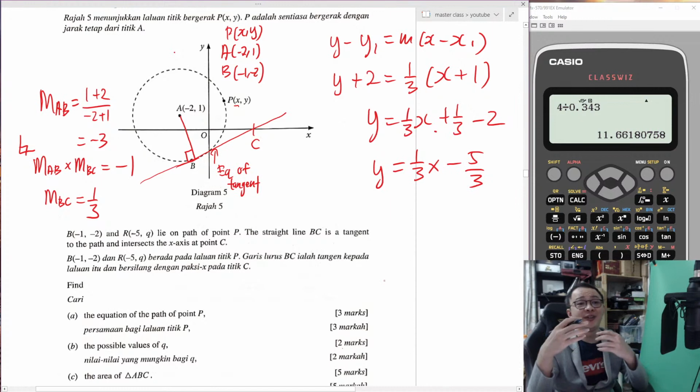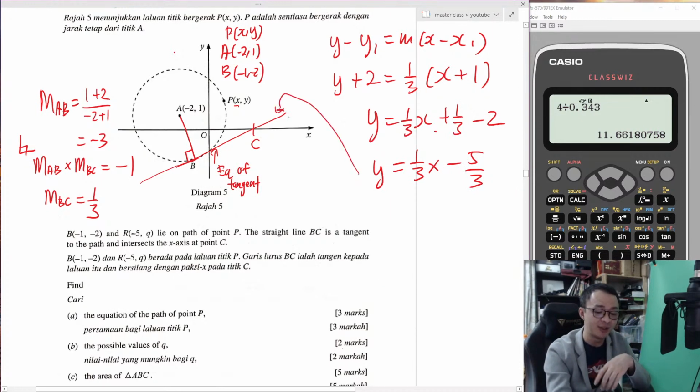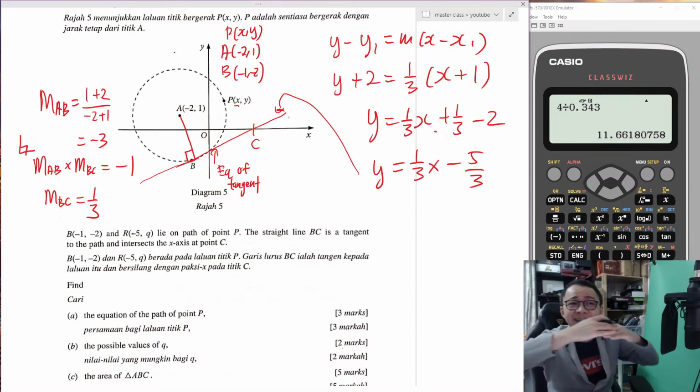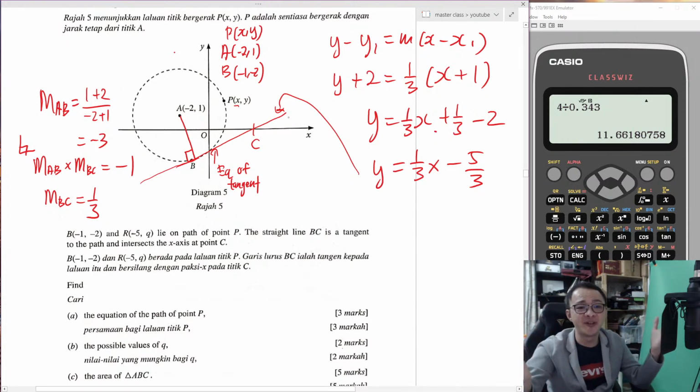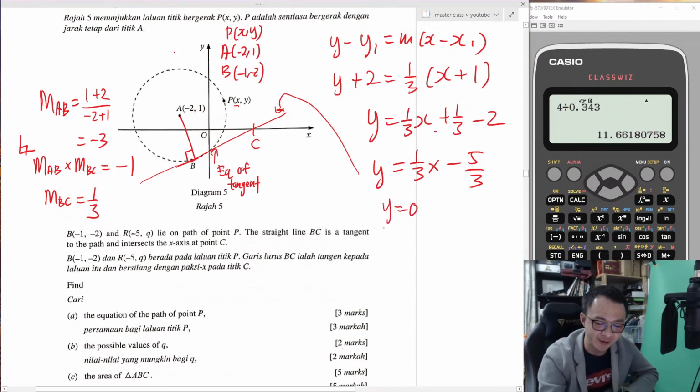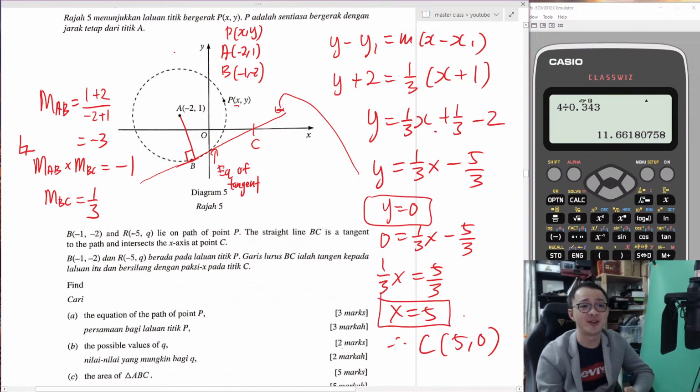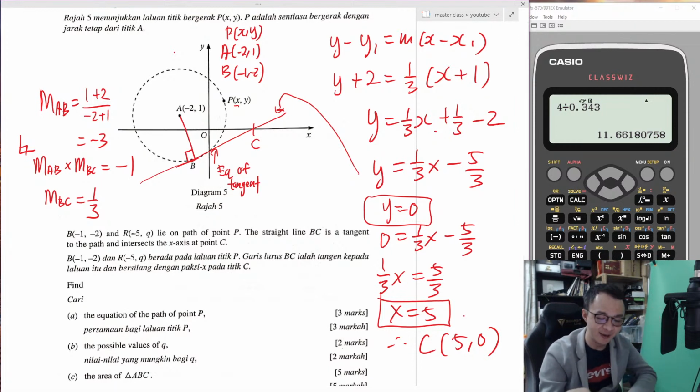Alright, then I want to find the coordinate C. This is the equation of tangent, which is this tangent. C is the x-intercept. Whenever we want to find the x-intercept, we will make the y become 0. Okay, because any coordinate on the x-axis, the y value will be always 0. So therefore, when y equals to 0, 0 equals to 1 over 3x minus 5 over 3. 1 over 3x equals to 5 over 3. X equals to 5. So therefore, my coordinate C is 5, 0. Okay, x5, y0.